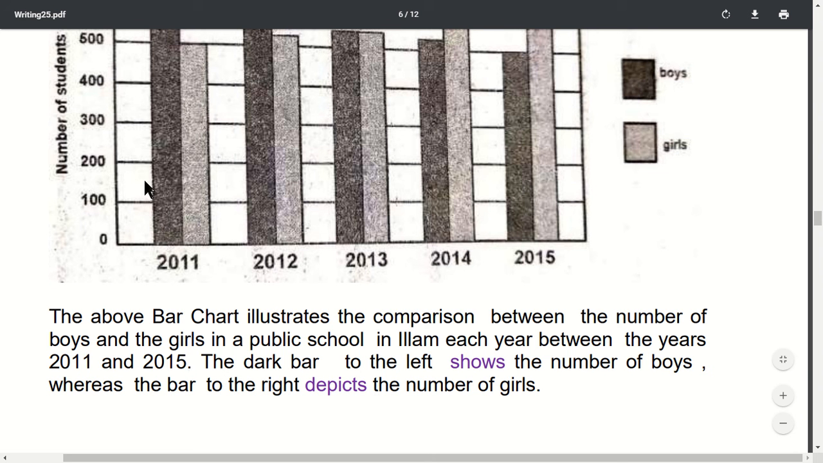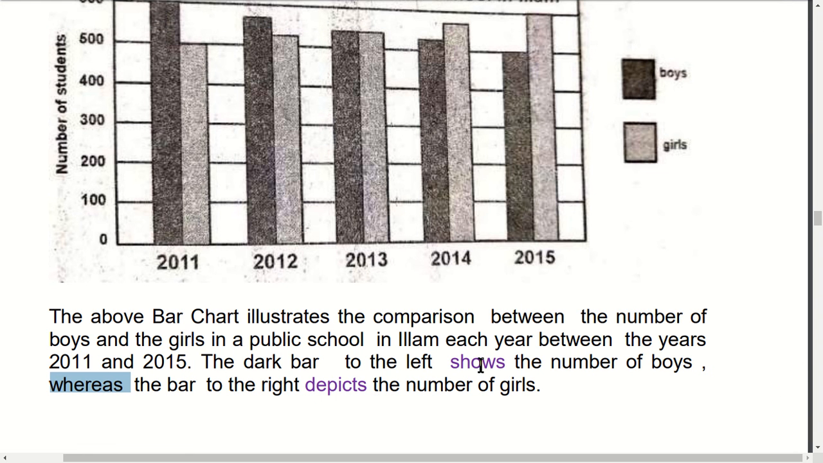The dark bar, there are two bars, the dark bar and the other bar. The dark bar to the left shows the number of boys, whereas, if you compare, you should use whereas, the bar to the right depicts the number of girls. Depict means shows. I have given some color to the words: illustrate, depict, shows. Different synonyms, but the same meaning.